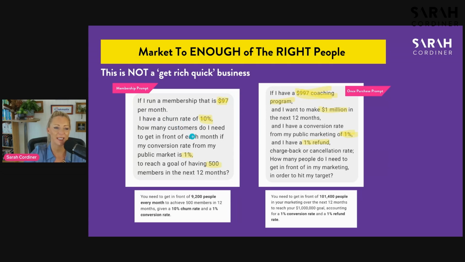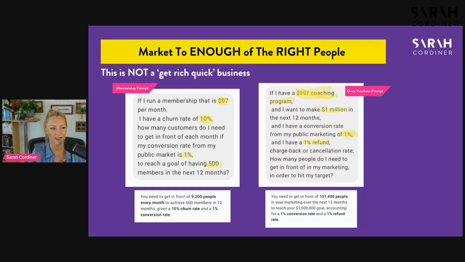How many customers do I need to get in front of each month if my conversion rate from my public market is only 1%? What does this mean? This means, let's pretend you talk to a room of 100 of your perfect target customers. How many of them are likely to buy from you, do you reckon? If one of those people is likely to buy from you, you've got an approximate 1% conversion rate when you're doing your marketing.